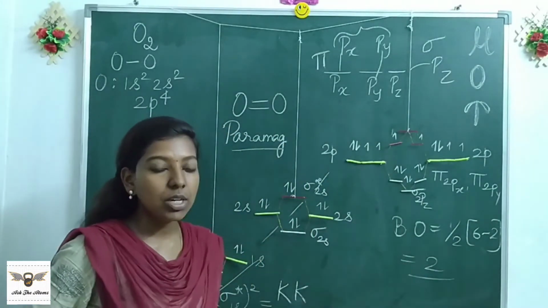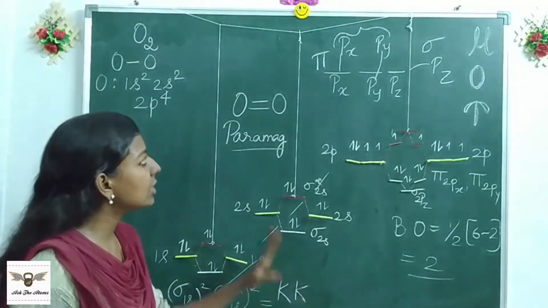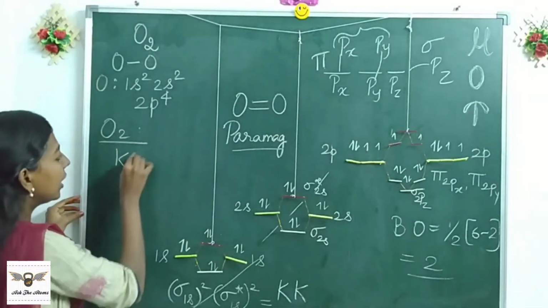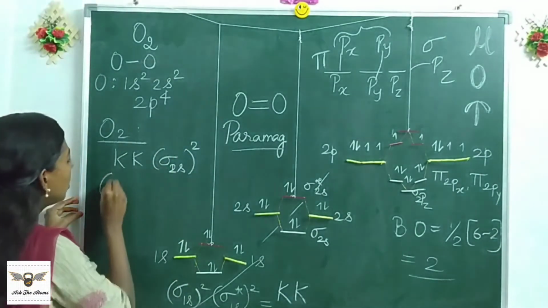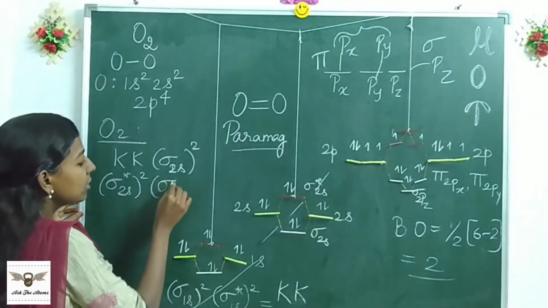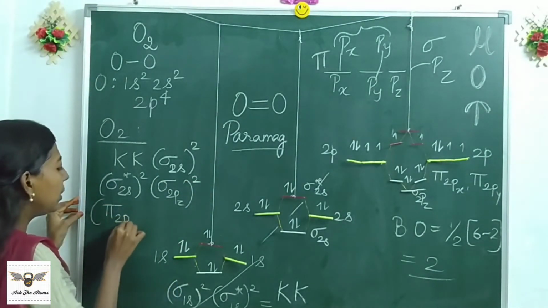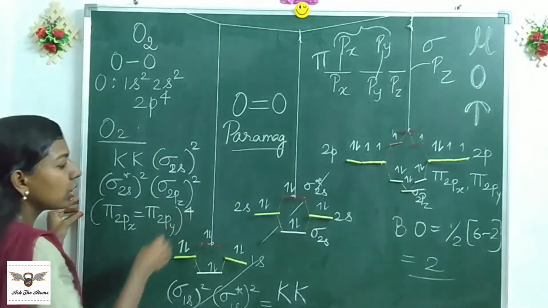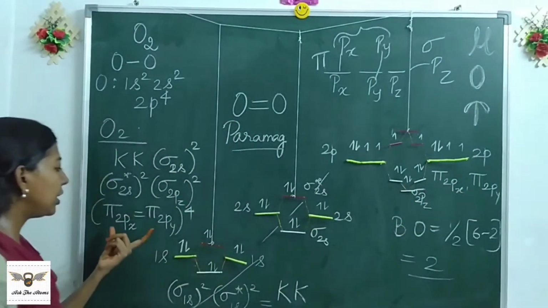Now how do we write the configuration? For the first molecular orbitals, KK is sufficient. So I write it here. For the O2 molecule, the configuration is KK, then sigma 2s2, sigma star 2s2, then sigma 2pz2, then pi 2px equal to pi 2py 4, right? Pi 2px and pi 2py are both equal in energy, so I can put them this way.